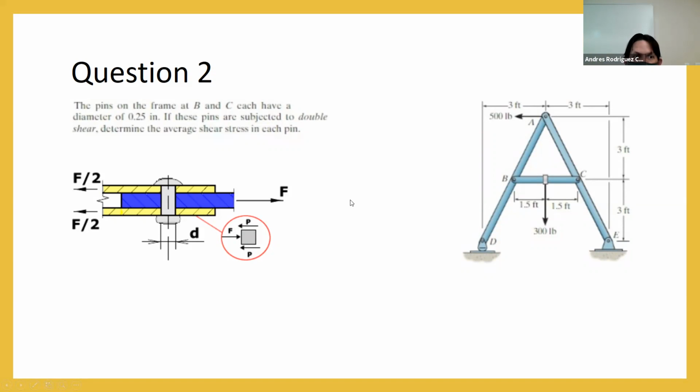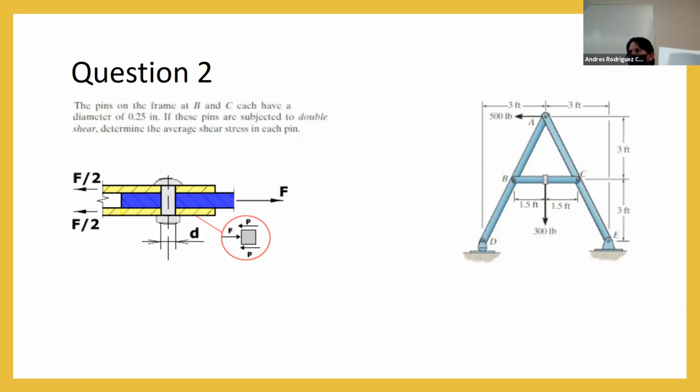So for question number 2, we have this frame that is going to be subjected to a double shear in the pins. Do you know what a double shear is? No? The concept of double shear is that you have a member that is braced with two other members and has a pin here. The member is in the middle of these ones. It's like a sandwich.